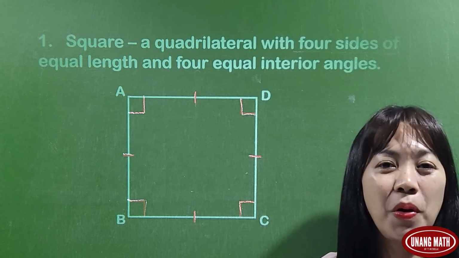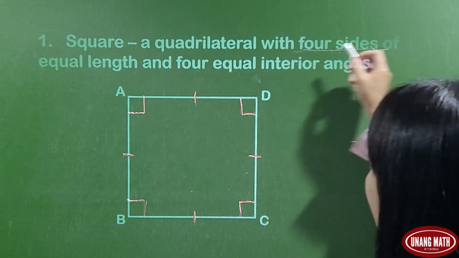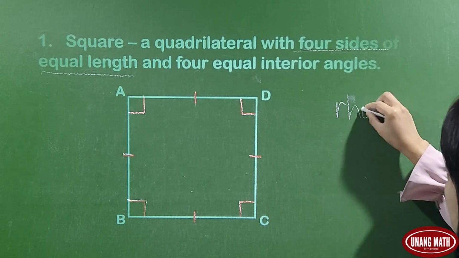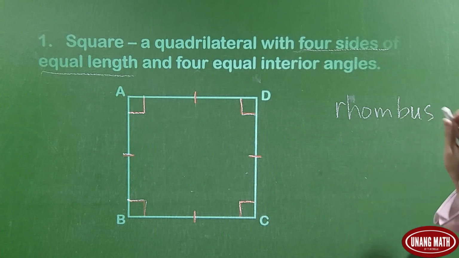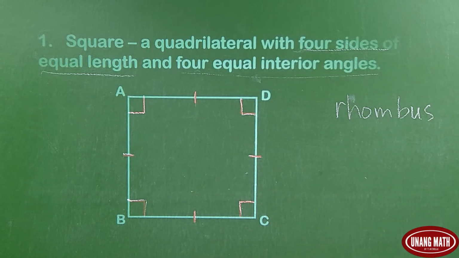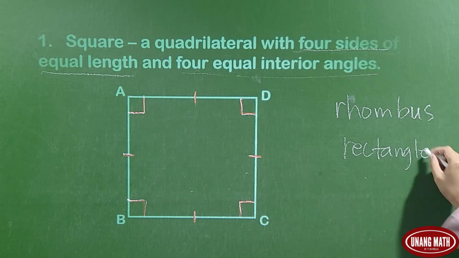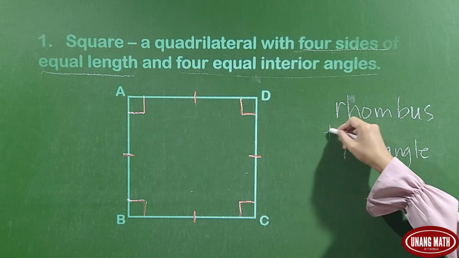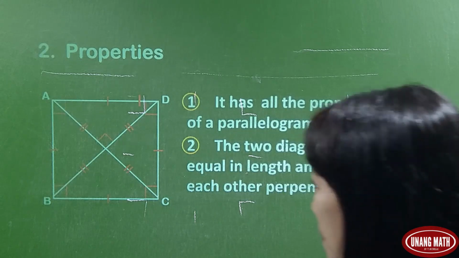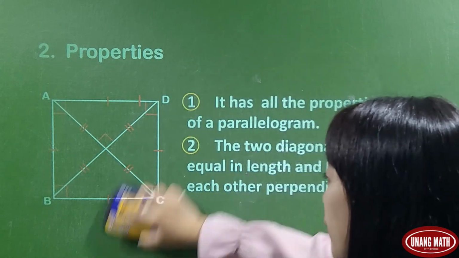If you're trying to recall our previous episodes, a quadrilateral with four sides of equal length is a rhombus, and a quadrilateral with four equal interior angles is a rectangle. So it means a square is a rhombus plus a rectangle. What are the properties of a square that you need to understand and remember?